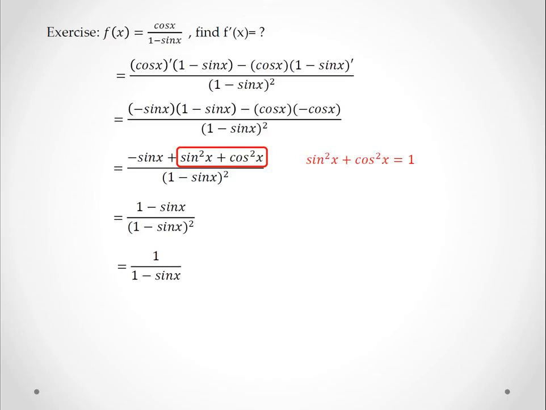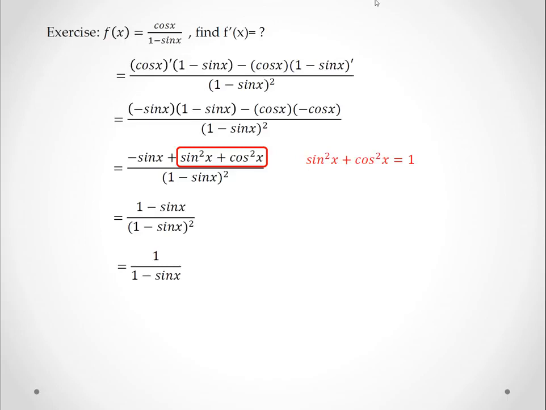So we can do some exercise for this rule to practice more. This exercise will take about 2 minutes. Okay, let's look back at this exercise. f(x) is equal to cosine x divided by 1 minus sine x. So what is the f prime of x?